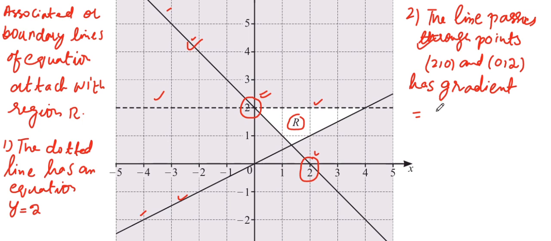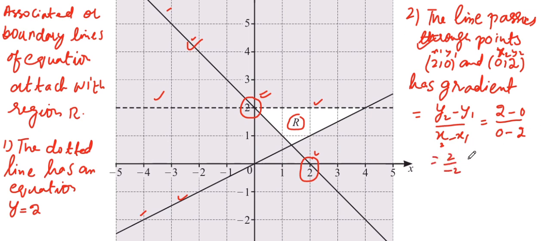The formula is y2 minus y1 over x2 minus x1. y2 is 2 and y1 is 0 over x2 is 0 and x1 is 2. I am taking this as my x2 and y2, and this as my x1 and y1. So gradient is 2 over minus 2, which is equal to minus 1.